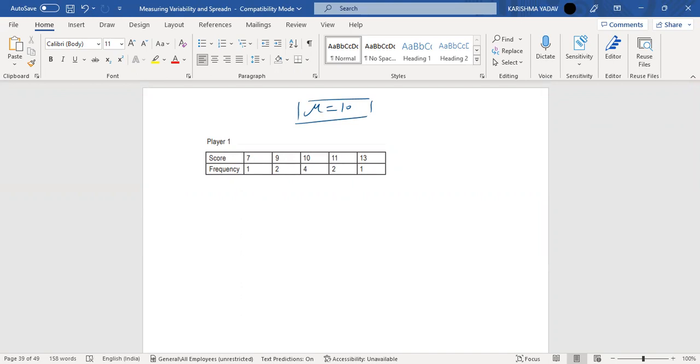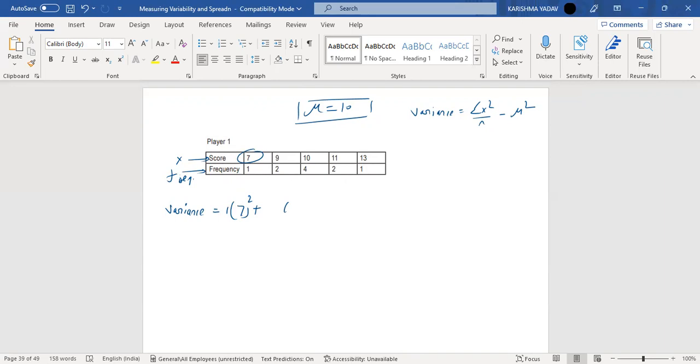Now let's use this. The variance formula that we are going to use is sigma x square divided by n minus mu square. So for this one, what are the values that we have? We have x is value, this is my x, and this is the frequency, that is f. So for calculating the variance for the very first player, we just square these values, that is 7 square. It is one time, so we are going to multiply its frequency too.